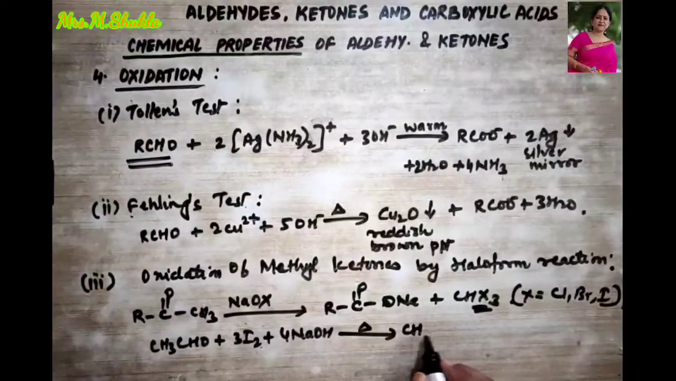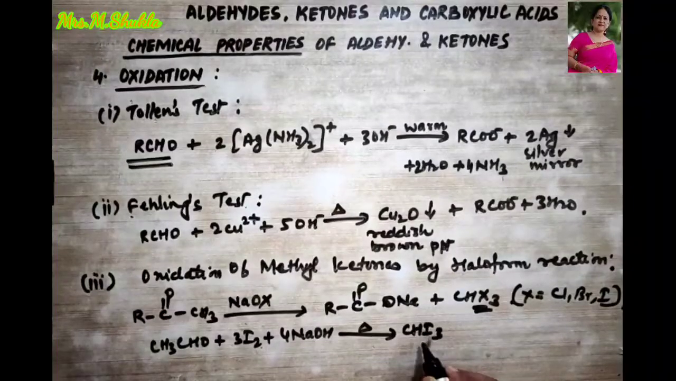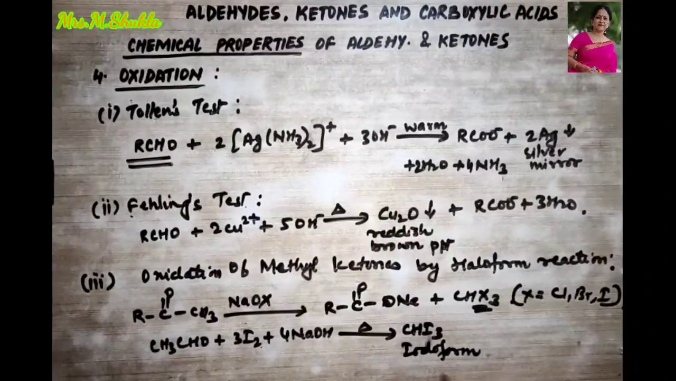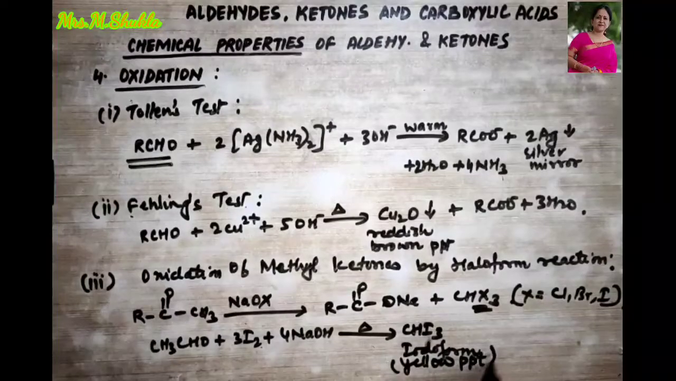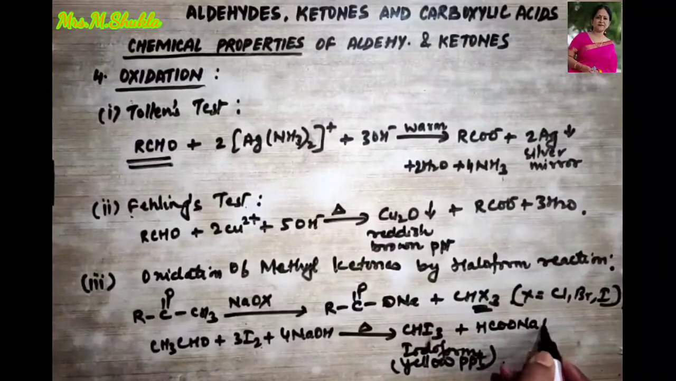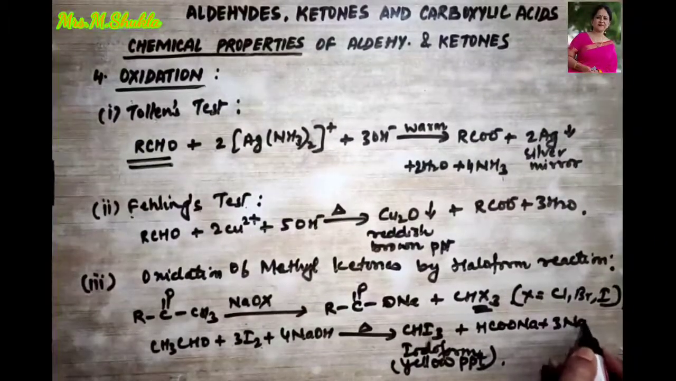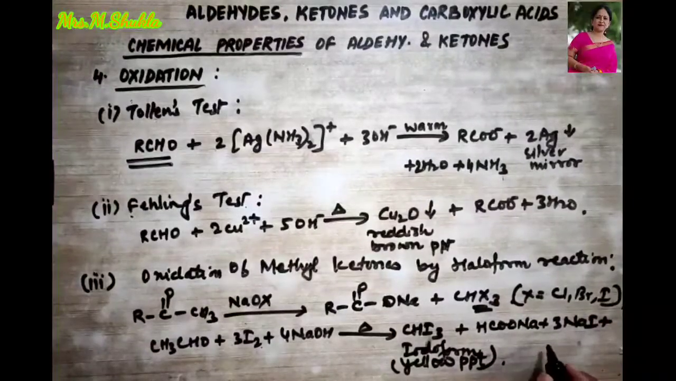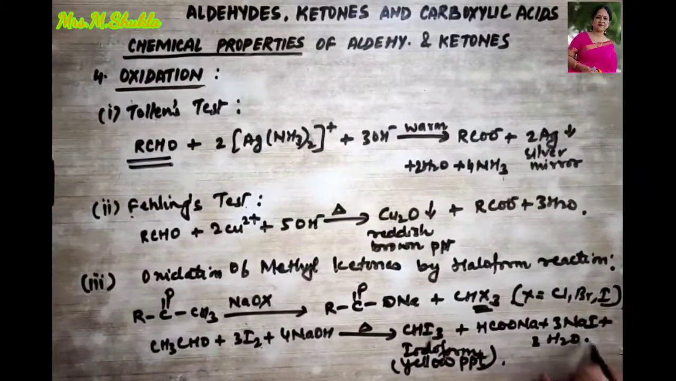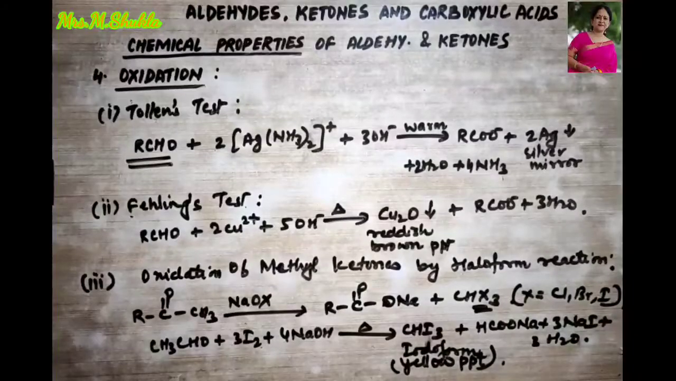We are talking about this haloform, CHI3. This is your iodoform. Clear? And the color of this is a yellow PPT. This is a yellow PPT, plus HCOONa is formed, plus 3 parts of sodium iodide, plus 3 parts of water is also formed over here. So I hope you have understood the oxidation of methyl ketone by haloform reaction. If we are using iodine, then it is iodoform.